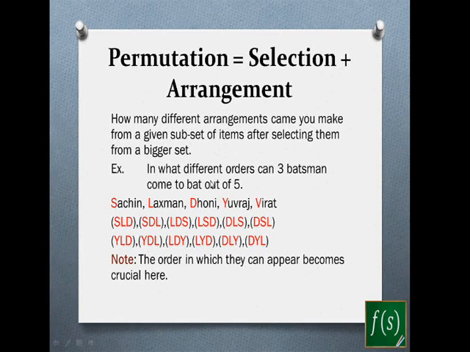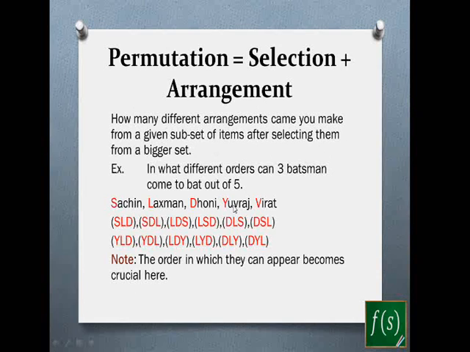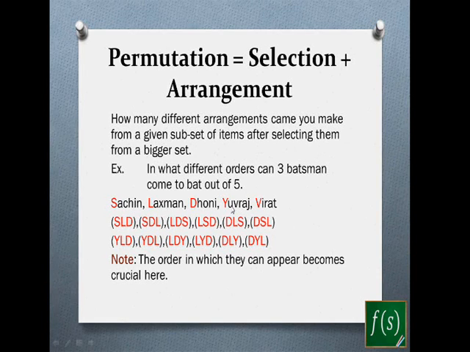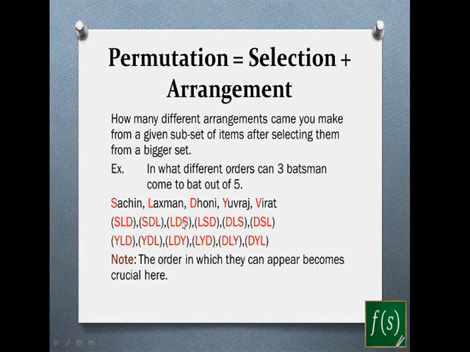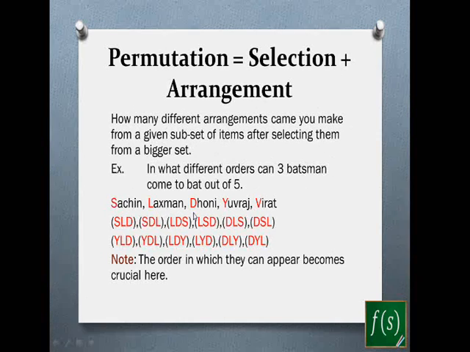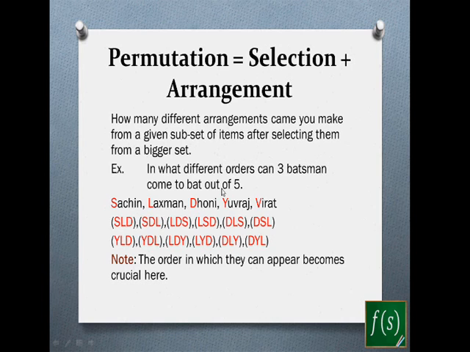In what different orders can 3 batsmen come to bat out of 5? So you have the same 5 batsmen and you need to prioritize that these are the 3 batsmen that will play top of the order, and this is the arrangement in which they will come to bat. So first you need to select the 3 players out of 5, which comes under selection, and then they can also shuffle among themselves, and that comes under arrangement.